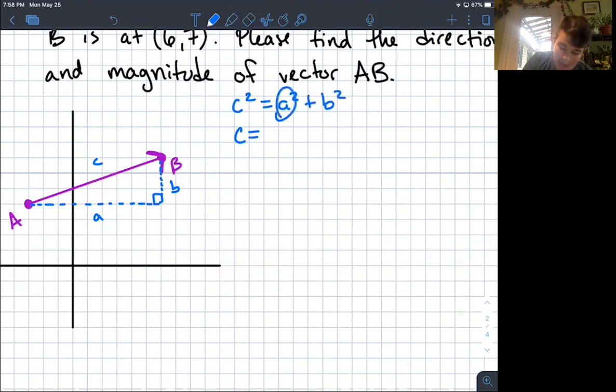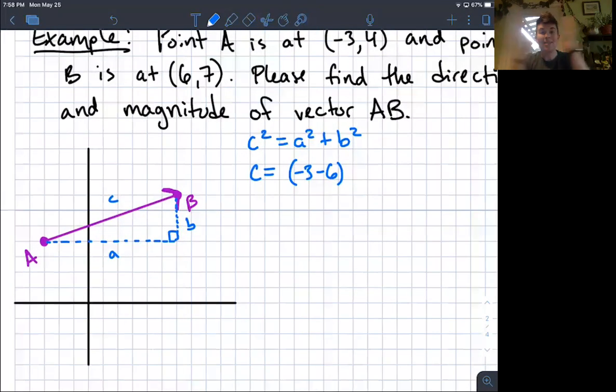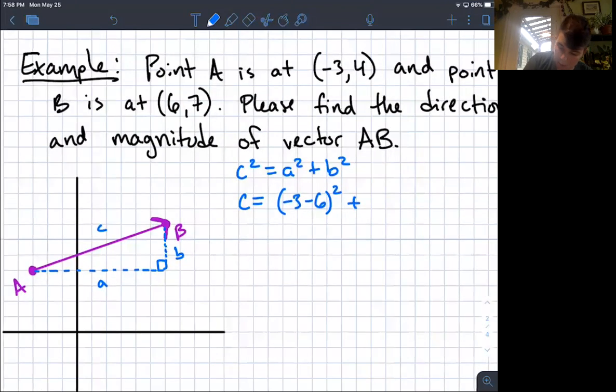So I need to figure out A, which I'm going to call this one down here. That means I need to figure out the distance between -3 all the way over to +6, so I'm going to say -3 minus 6. That will tell me the distance there, right? And then squared plus B, which is the vertical distance between +4 and +7, so 4 take away 7 squared. Since this is C squared, I'm going to take the square root of all of that.